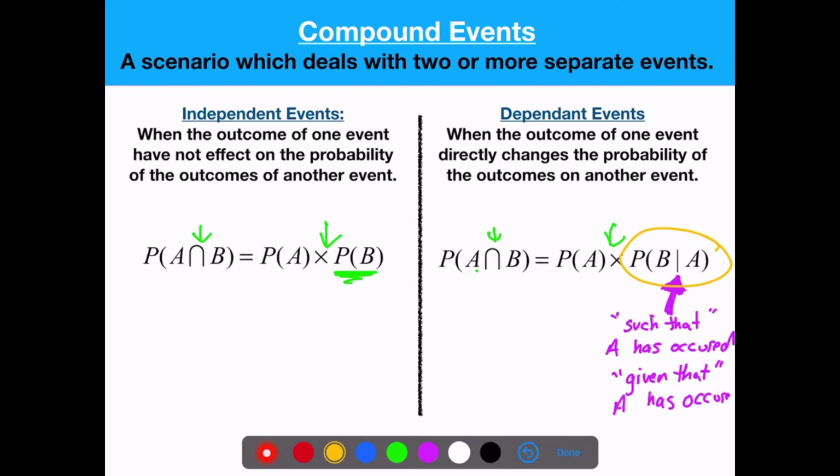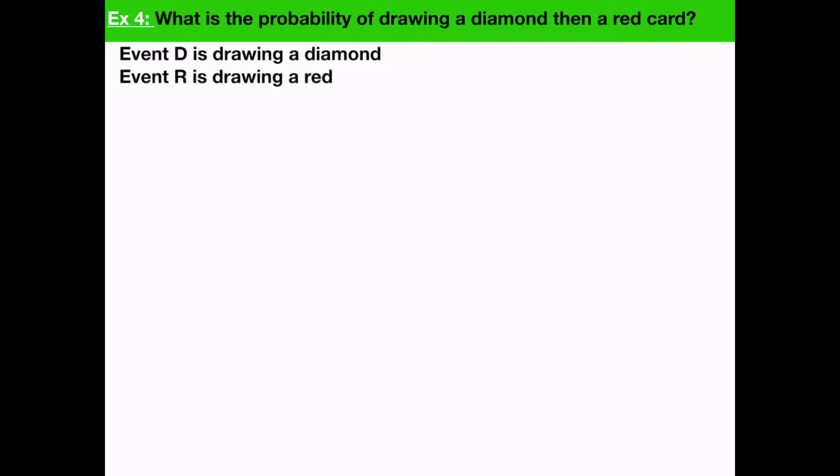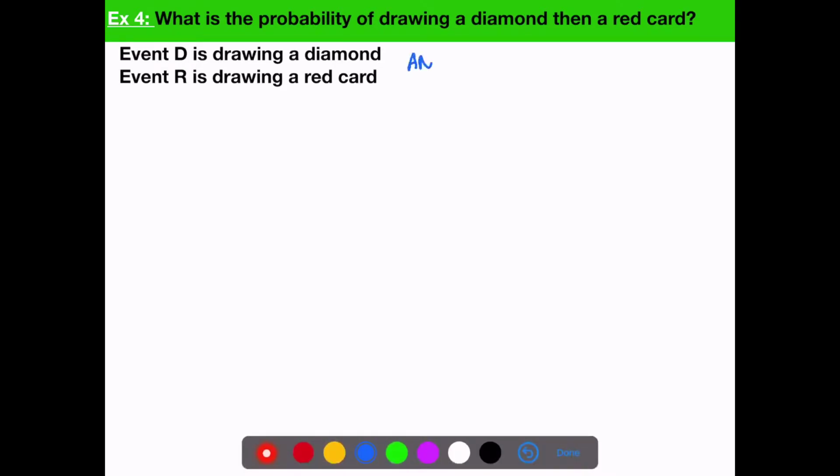Okay, this one is a little bit simple in terms of the calculation, but we're going to really focus on communication here. So what is the probability of drawing a diamond, then a red card? First thing we're going to do is define our events. So event D, the first thing that we want is to draw a diamond. Second thing we're going to look at is to draw a red card. And we want both of those to occur. So this is an and situation.